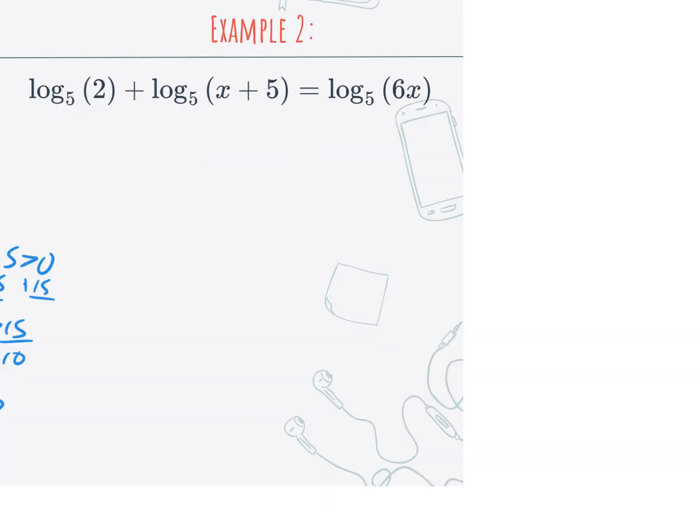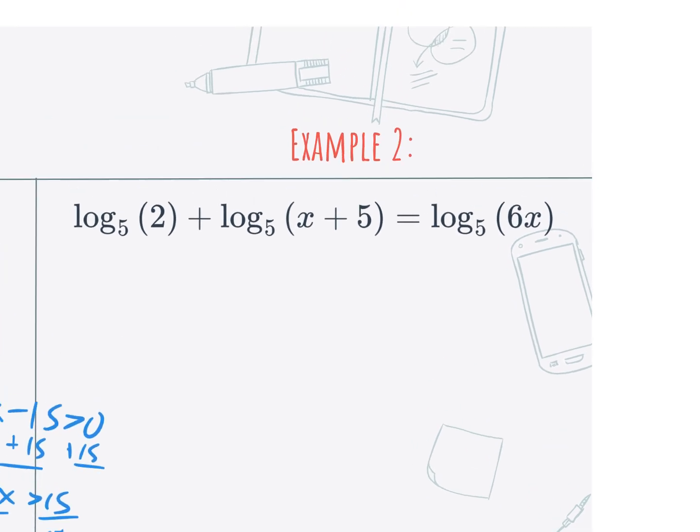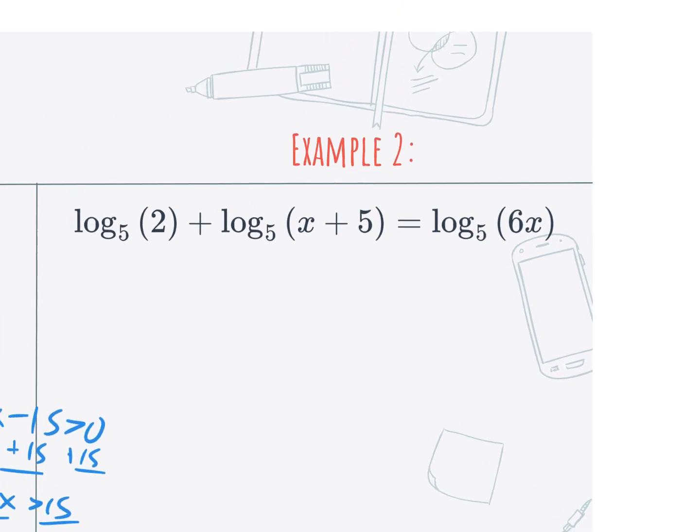Next up, we've got log base 5 of 2 plus log base 5 of x plus 5 is equal to log base 5 of 6x. Before I start this problem, I'm going to condense the left-hand side of this equation by using my product of logs property. I'm going to turn log base 5 of 2 plus log base 5 of x plus 5 into log base 5 of the multiplication of my arguments, so 2 times x plus 5.